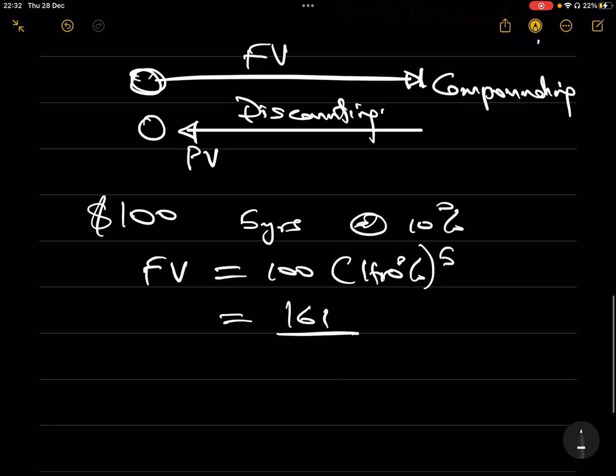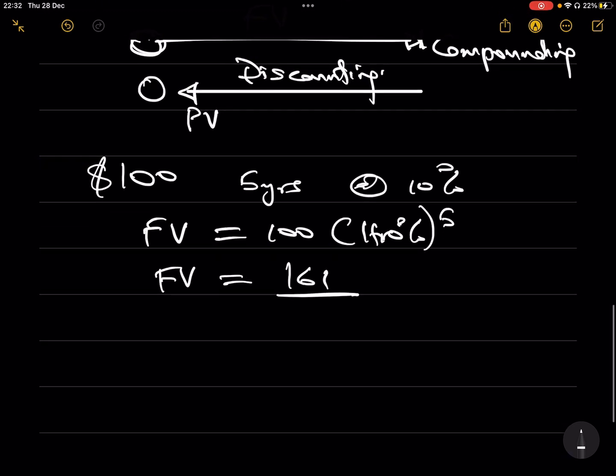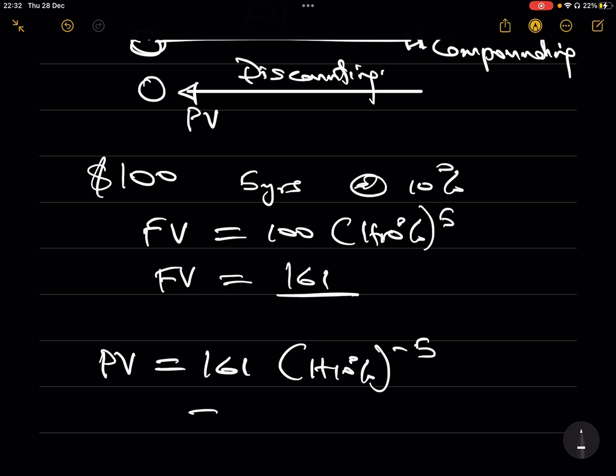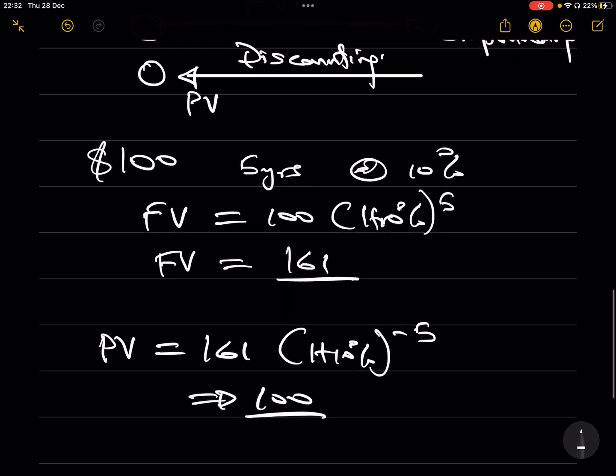Right. So this future value, if you want to also determine the present value at 10% over 5 years, use the present value formula. That will be present value equals 161 times (1 plus 10%) raised to power minus 5. And that same will give you a present value of 100. So that's how to use the present value formula and the future value formula.